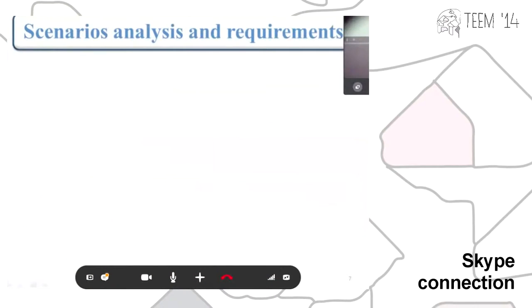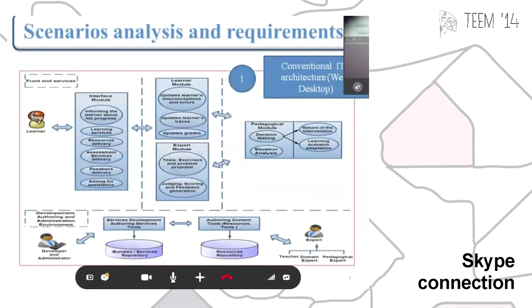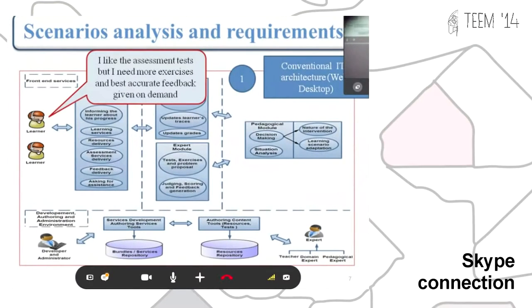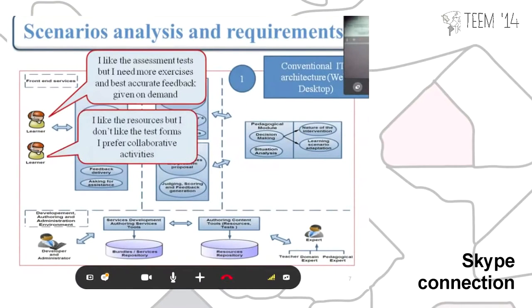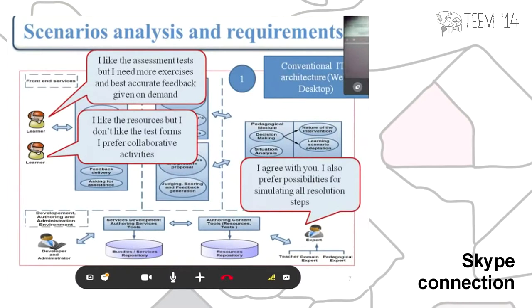So, this is our scenario analysis. We present two scenarios. The first scenario is with a conventional ITS architecture, which is web-based. We have the four modules of the ITS, and we also have the layer for opening the ITS, and we can capture users' requirements. For example, the first learner likes assessment tests, but needs small exercises, and then accurate, exact vision on demand. The second likes resources, but doesn't like the test form, and prefers collaborative activity. The tutor or the teacher, the expert, agrees, but also prefers possibilities for simulating all the resolution steps.